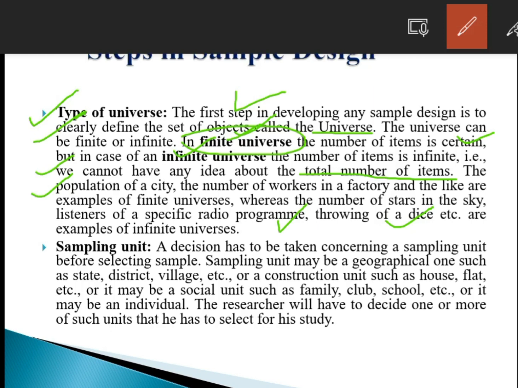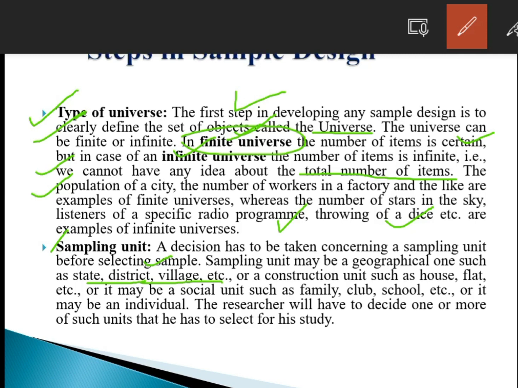Now the second one. First of all we have to decide about the universe. Second point is the sampling unit. Now we know that this is a population where we get the data. Like we have to decide about the factory workers, or the students in a college, and we are going to collect the data from this population. Now the second one is the sampling unit. Before we select the sample, we have to be concerned about the sampling unit. Sampling unit may be a geographical one, such as states, districts, villages, from where we get the data. We have decided that this is our population and whether it is finite or infinite, from where we have to collect the data.